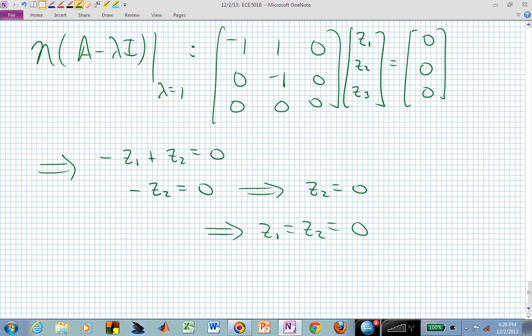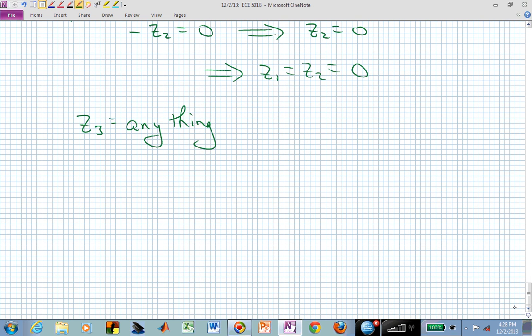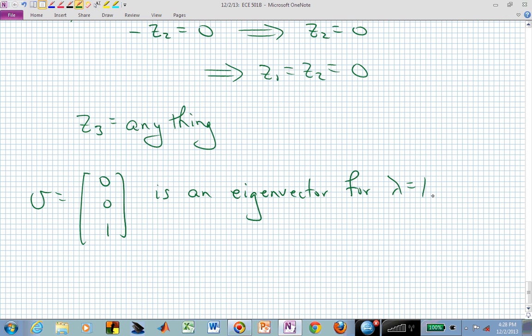In this case, then, for this eigenvalue of lambda equal to 1, z sub 3 could be anything. z1 and z2 are forced to be 0. And now we have an eigenvector for this eigenvalue: 0, 0, 1, or in that direction, is an eigenvector for lambda equal 1. Are there any questions about that?